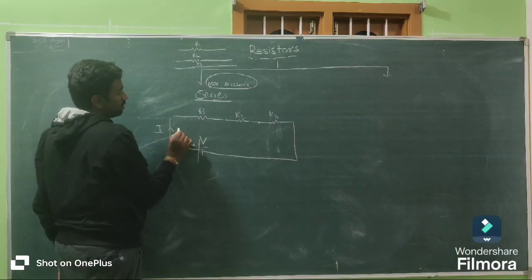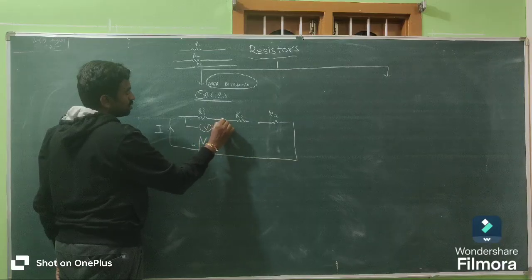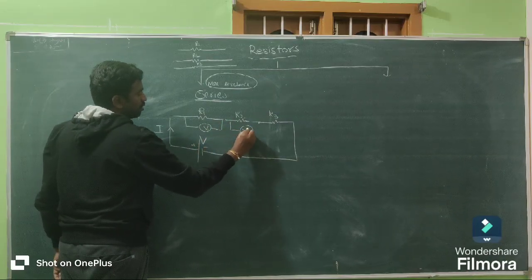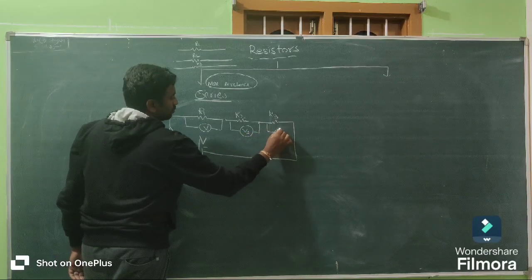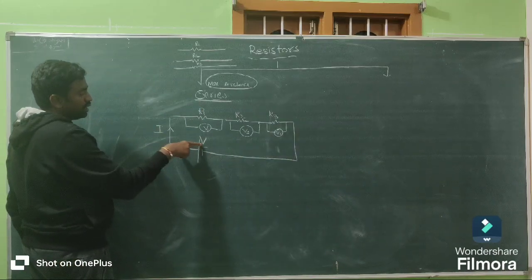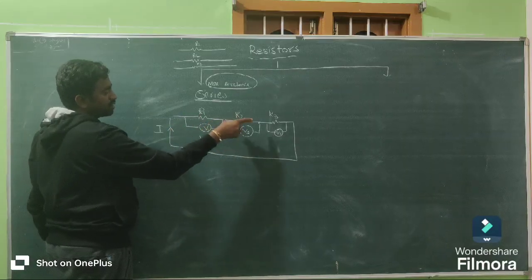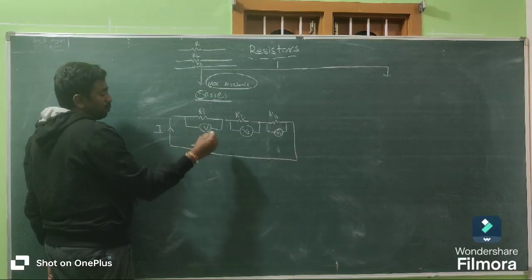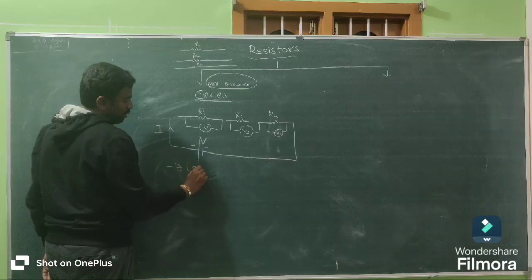Suppose you have to connect a voltmeter to measure the potential difference across the first resistor V1, second resistor V2, third resistor V3. Now apply here potential difference V1 across the first resistor, V2 across the second resistor, V3 across the third resistor, and total current I. We have to apply Kirchhoff's loop law.